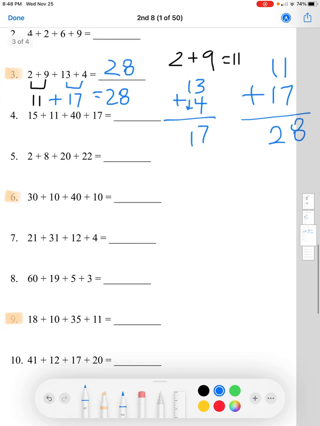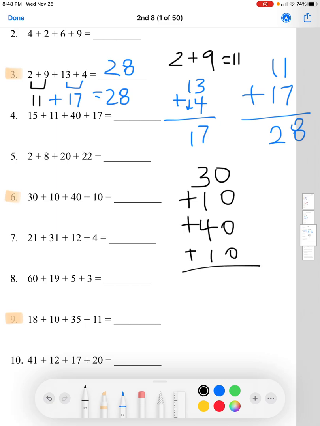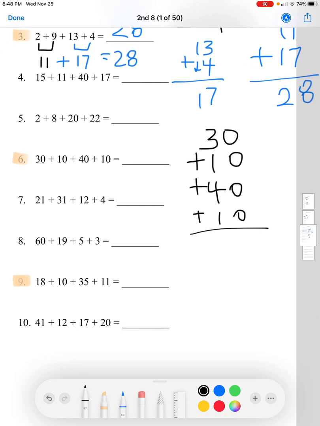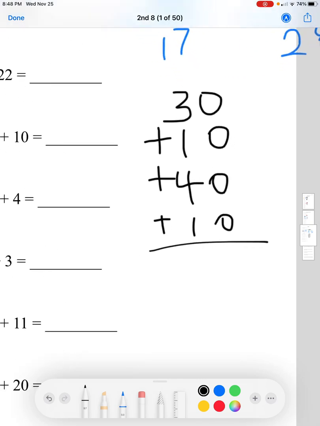Now step number 6. Here we'll add all the numbers together at once. Because it's addition, it doesn't matter which order you add the numbers in. You can add them in any order and you'll still get the same answer as long as you're working with the same numbers. So let's start with the ones place.